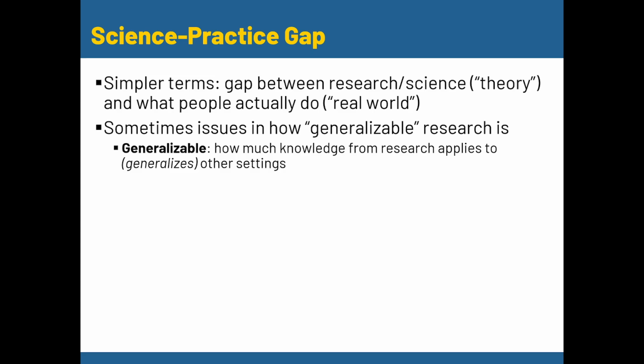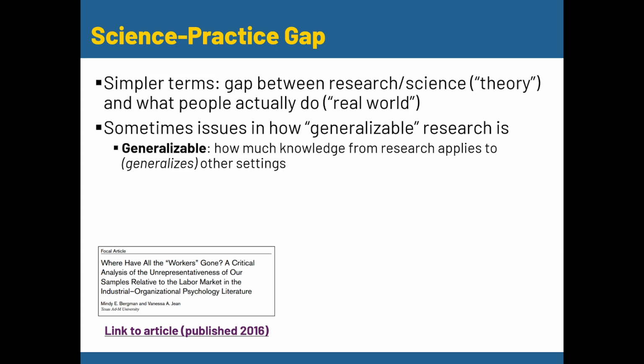Sometimes this gap, there's a lot to this, so I hope I don't convey that this is the full picture, but to give you at least a piece of the picture of why this is the case, I put some thoughts and information together here. So sometimes there's issues in how generalizable research is. Generalizability is something you might have learned about in other classes, or maybe in methods you've learned about external validity. Those are touching on the same thing. Basically, it's referring to how much knowledge from research applies or generalizes to other settings.